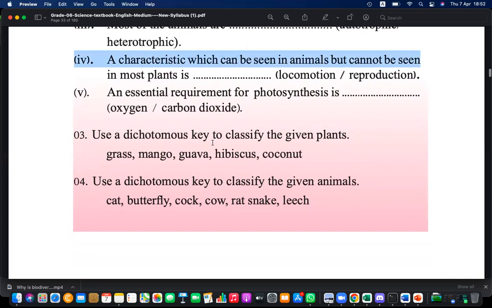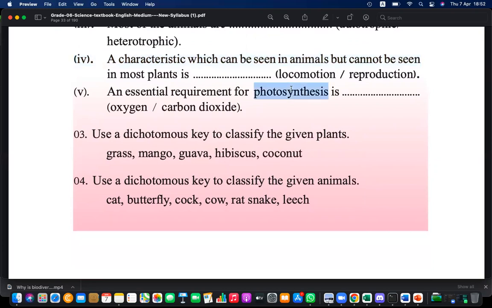An essential requirement for photosynthesis is? Carbon dioxide, yes. You need sunlight and carbon dioxide both.